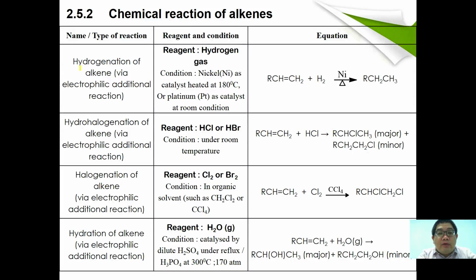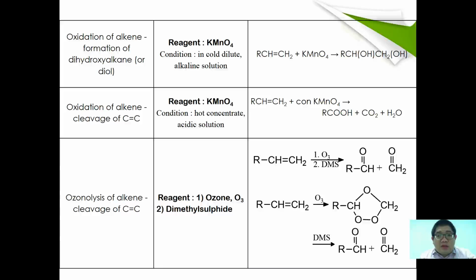So we're going to have a look at hydrogenation of the alkene, where hydrogenation is via electrophilic addition reactions, and then hydrohalogenation, which is also via electrophilic addition reactions. We're going to have a look at the halogenation of alkene, also via electrophilic addition reactions, and hydration of alkene, similarly via electrophilic addition reactions. Oxidation of alkenes, where you have two different conditions: one is under cold dilute, and another one is using hot concentrated. And last but not least, we are going to slightly have a look at ozonolysis of alkene.